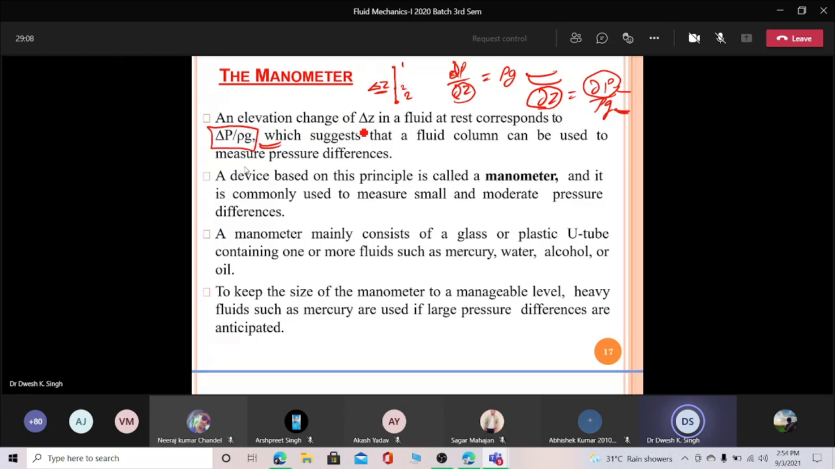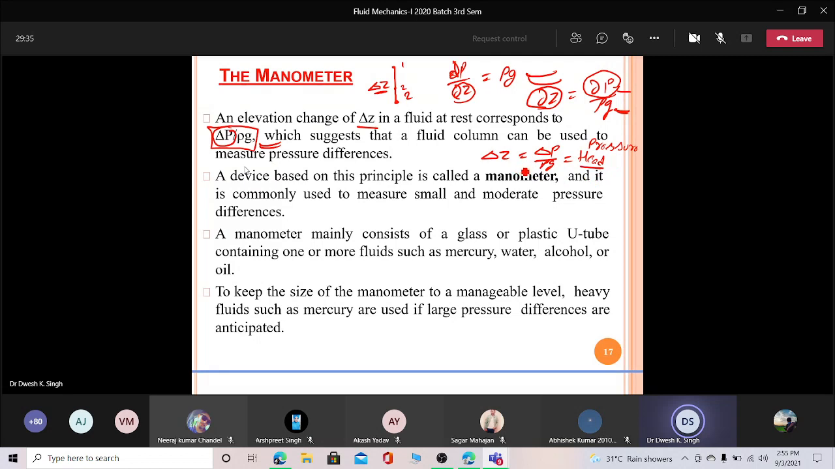So due to change in the elevation, there is a change in the pressure, and ultimately there is a change in the head. This is called the head. Delta P by rho g is called the head, and in the case of pressure it is called pressure head. That will come in the future lectures in the dynamics. So this is actually called the pressure head.